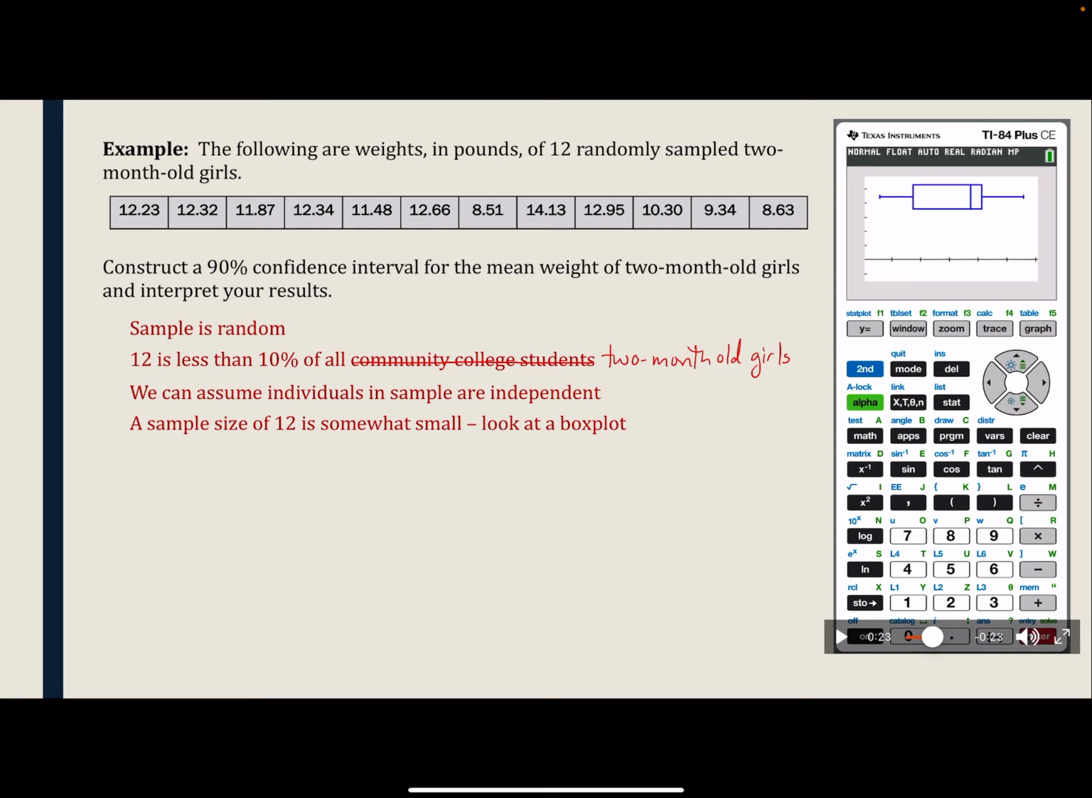There's not any outliers. I know there's some skew there, but it's not any kind of major skew. This is pretty close to symmetric for being as small as it is. So we would say that this meets the nearly normal condition. So from here, we want to use the t-interval command, but this time we're going to use data.